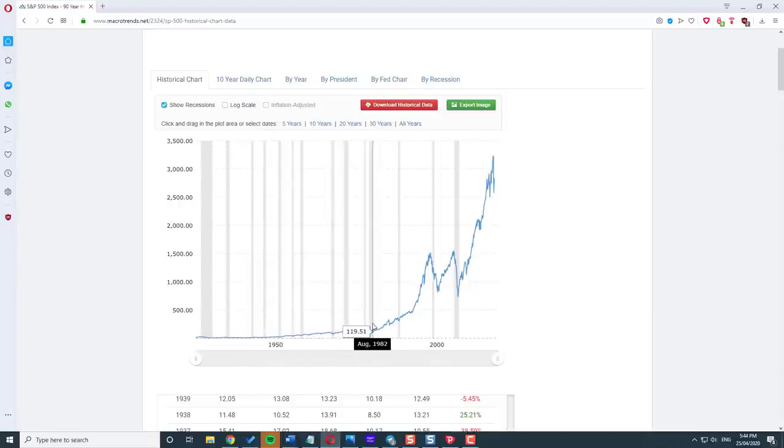And we can see since pretty much around the 80s, when Buffett also started growing a lot of his wealth, massive increases, almost a parabolic rise into the tech bust.